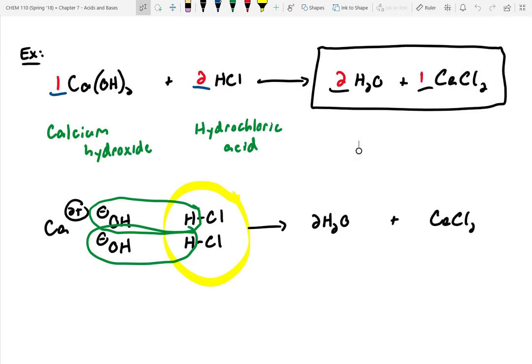Some students really like seeing the visualization and circling them. So if that works for you, go ahead and do that. If you feel comfortable doing it another way, you're welcome to do that as well. Any questions so far with neutralization?